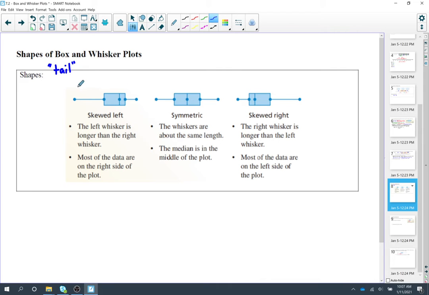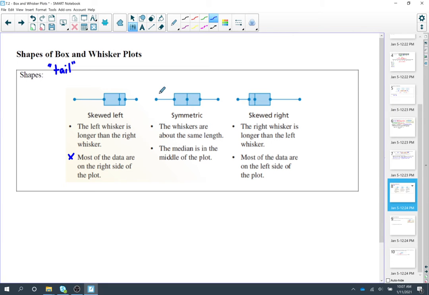If you think about an animal, the tail is that long thing that sticks out the back. So if I'm looking at this box and whisker plot, do you notice that it has a longer whisker or a longer tail on the left? Therefore, it is skewed left. It's wherever the tail is. So the left whisker is longer than the right whisker. Most of the data are on the right side of the plot, but I don't really focus on that. I just look at the tail. So it's telling you that the data is more spread out on the left if it's skewed left.